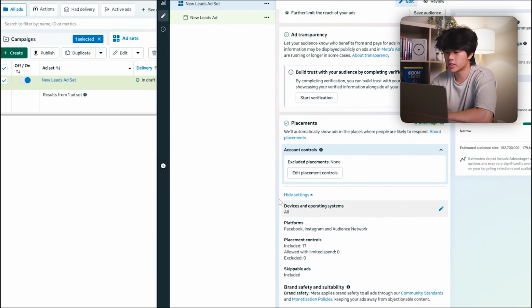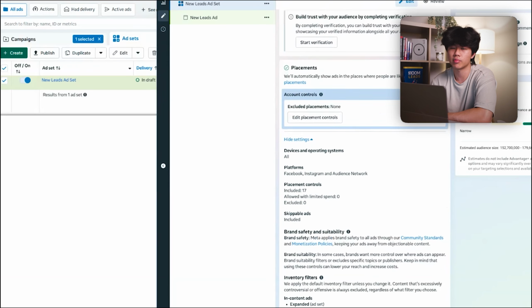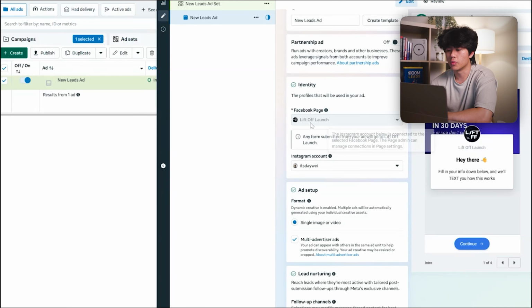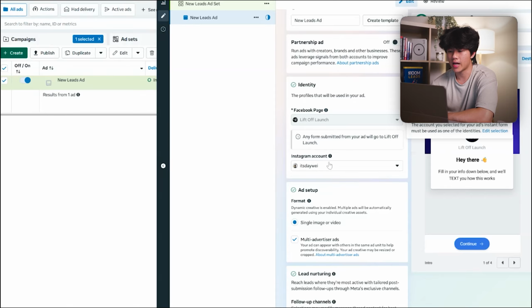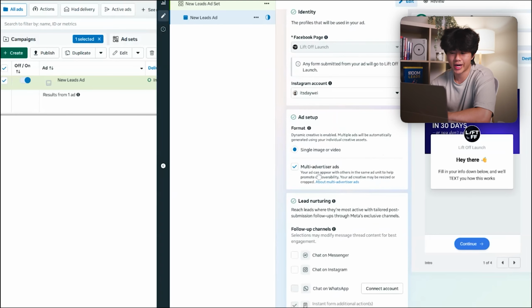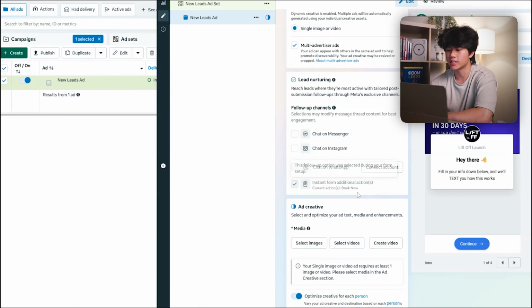Yeah, so for the placements, just make sure that everything is on. You guys don't have to worry about this. Just keep whatever Advantage Plus has, just keep it there. And finally, for the ad level, make sure you guys have partnership ad off. With whatever your Facebook page is, just select that. Whatever your Instagram account is, select that as well. Make sure you have multi-advertiser ads on. For lead nurturing, don't select any of these. You guys are fine. Just make sure it's at instant form.